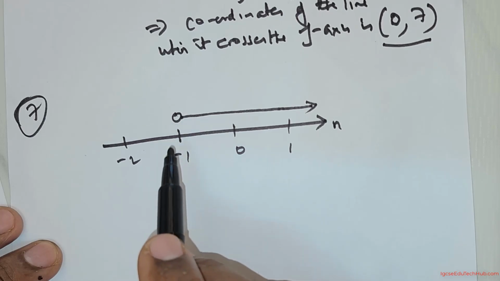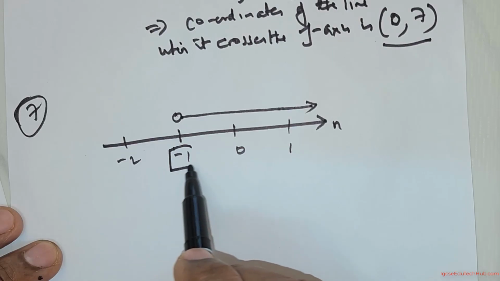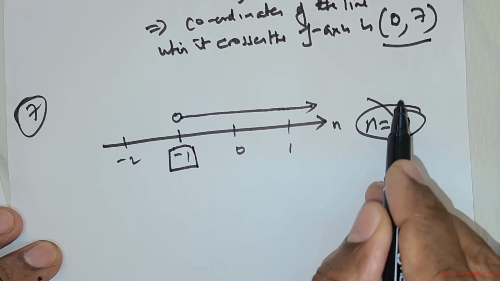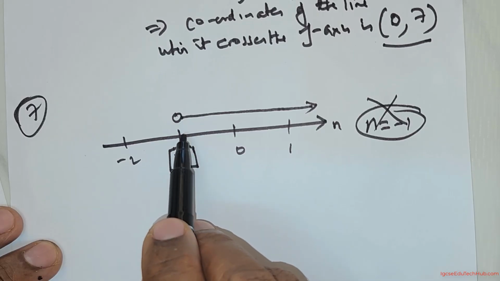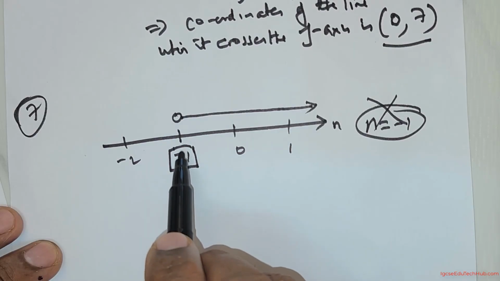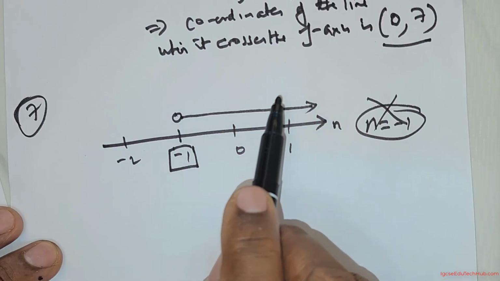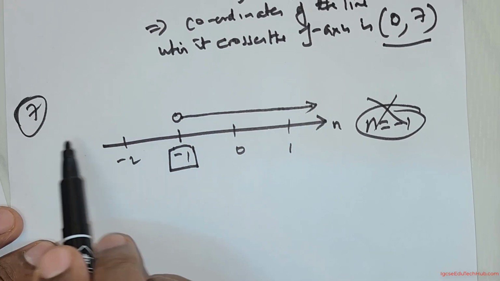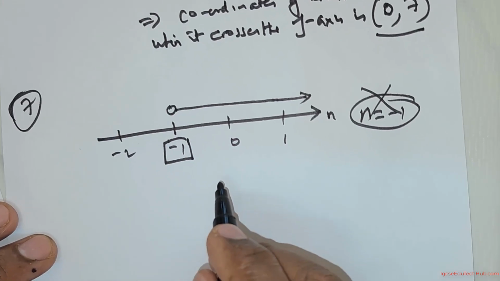Whenever the circle is not shaded, it means n cannot take this value -1. You cannot state n is equal to -1. This is incorrect. So that means n is actually taking all values that are lying to the right hand side of -1. Since we are moving towards the right, n is taking greater values. If it moves towards the left, n will be taking lesser values than -1. So the context is -1.